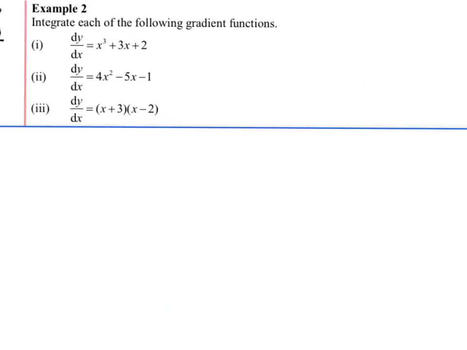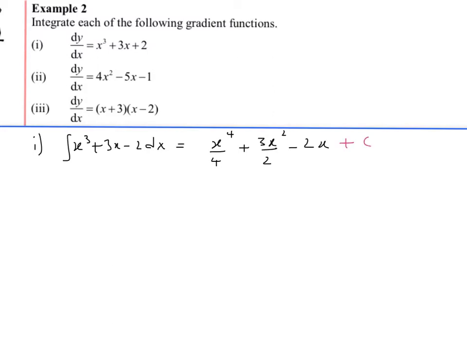Okay, as practice, let's have a go at these three examples. You might want to watch the first example, then have a go at the other two yourself. So we've got dy by dx is x cubed plus 3x minus 2. So let's integrate that. Let's put the integral of x cubed plus 3x take away 2 dx. Let's raise the power by 1. So you've got x to the power 4 divided by 4 plus 3x squared divided by 2 minus 2x, and then don't forget the plus c, constant of integration.